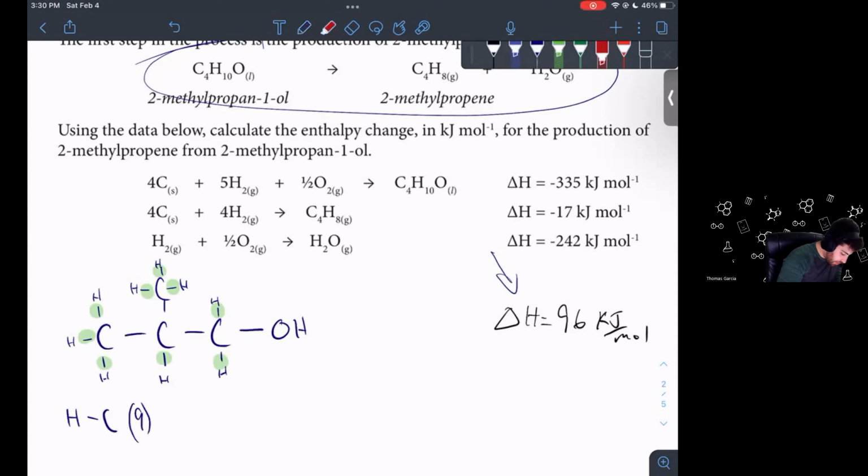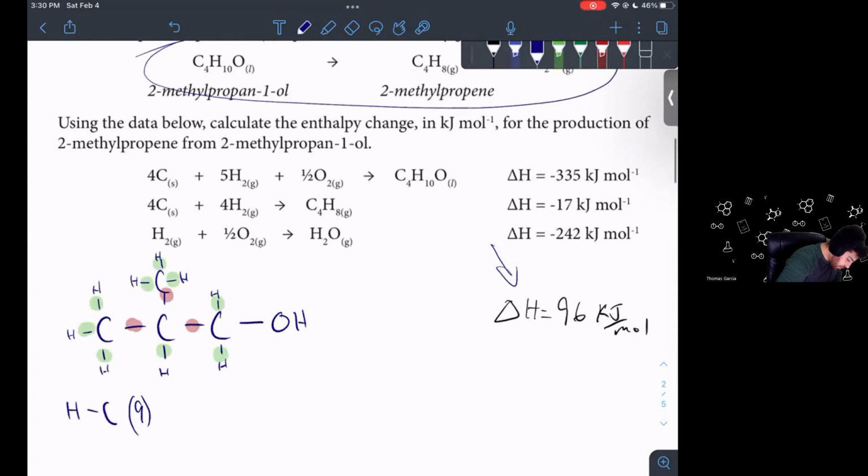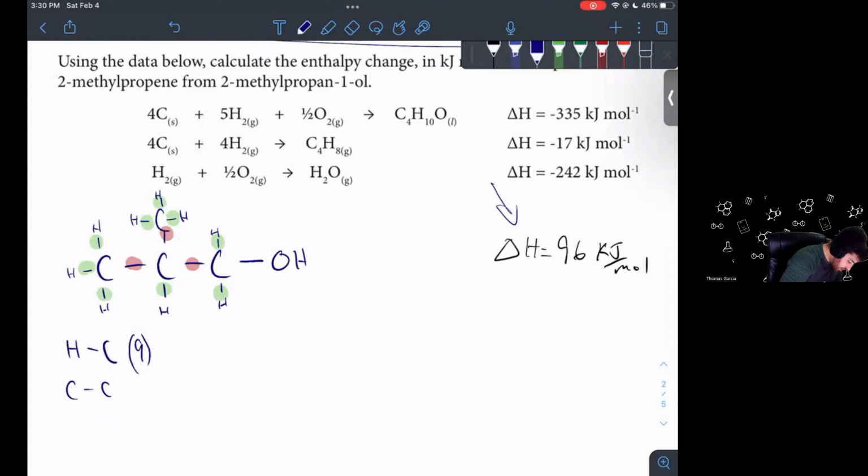We have carbon-carbon bonds. We have 1, 2, 3 carbon-carbon bonds. So I'm going to go ahead and write that here. Carbon-carbon, we have 3 of those. And we have a carbon-oxygen single bond. We only have 1 of those. We have an oxygen-hydrogen single bond. Again, we only have 1 of those. So we're going to add up all those values.